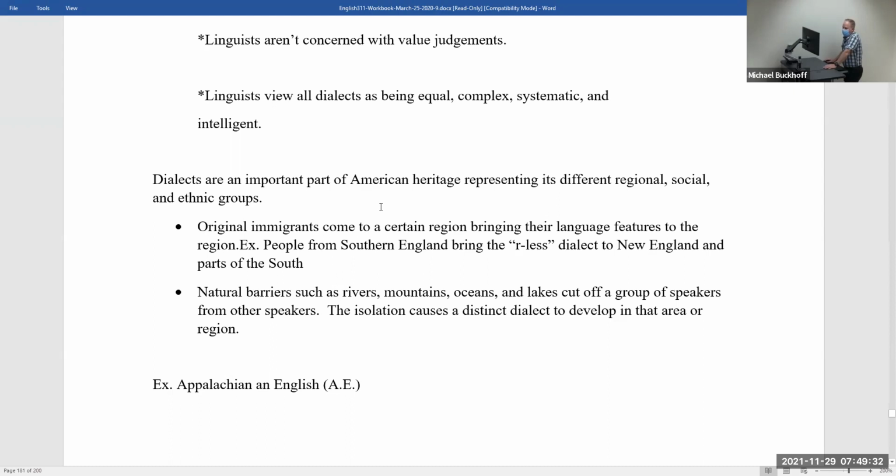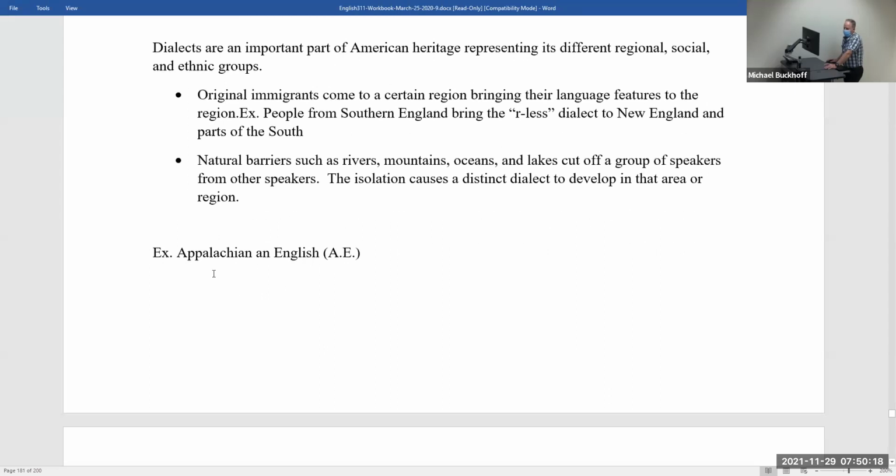It says dialects are an important part of American heritage, representing different regional, social, and ethnic groups. So original immigrants come to a certain region and bring their language features to that region. For example, people from Southern England migrated to New England areas and they brought the R-less dialect, pak the ka. That's how they spoke in certain parts of England. So when they moved here, they continued to speak that way and influenced people around them to speak that way. Natural barriers, such as rivers, mountains, oceans, and lakes, cut off a group of speakers from other speakers. The isolation causes a distinct dialect to develop in that area or region.